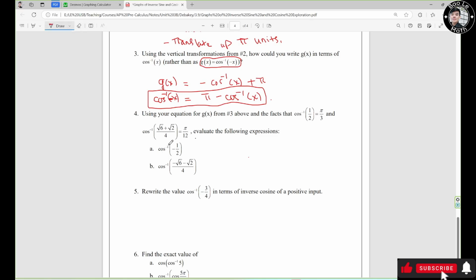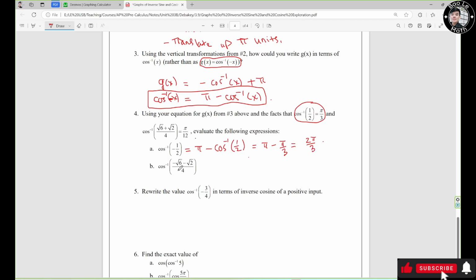Now, cosine inverse of -1/2, I apply the formula right here. It's going to be pi minus cosine inverse of 1/2, by using the formula right here. Now, pi minus cosine inverse of 1/2, cosine inverse of 1/2 is going to be pi over 3 right here. I substitute over here. Now I simplify. It's going to be 2 pi over 3.